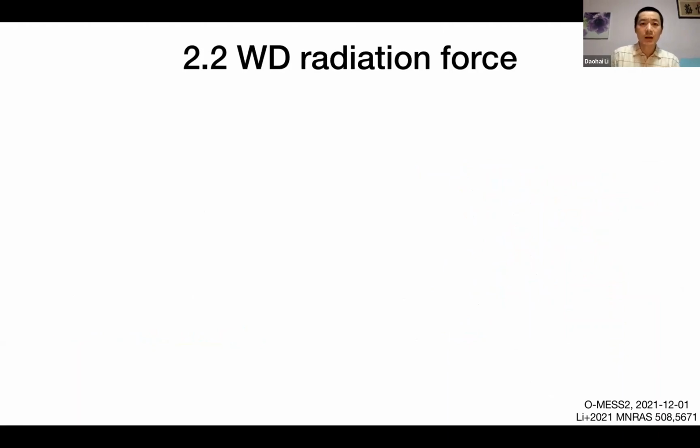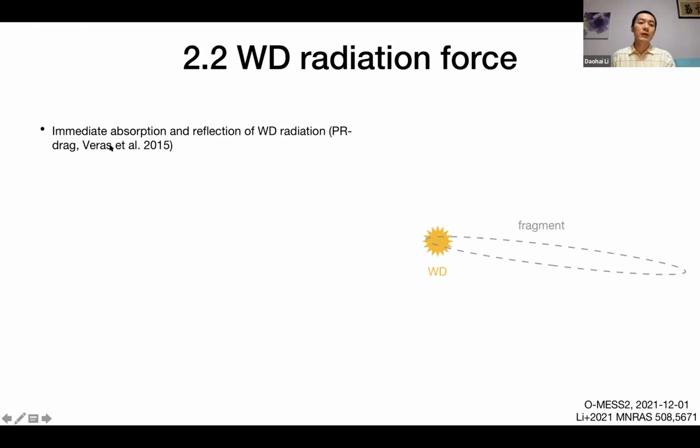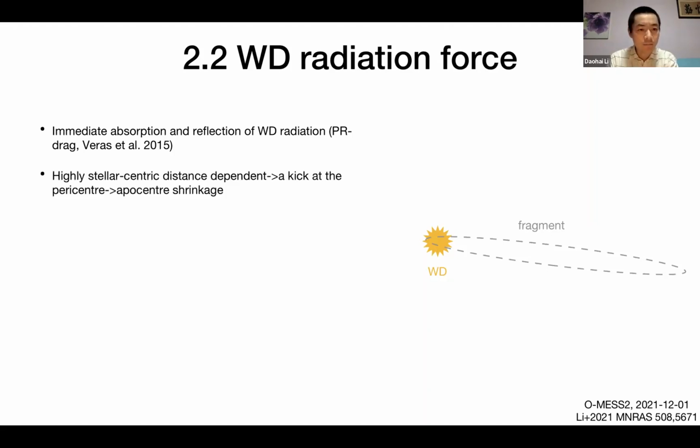Next, we come to the white dwarf radiation force. So we have a white dwarf and we have a fragment. Here we only consider the immediate absorption and reflection of the white dwarf radiation. Because this kind of force is highly dependent on the stellocentric distance, we can think of such an interaction as a kick at the pericenter, and this would cause the apocenter of the fragment to shrink. So it would be like this.